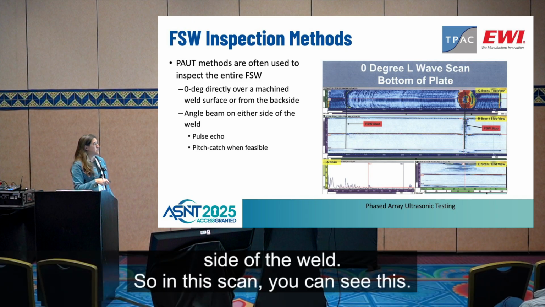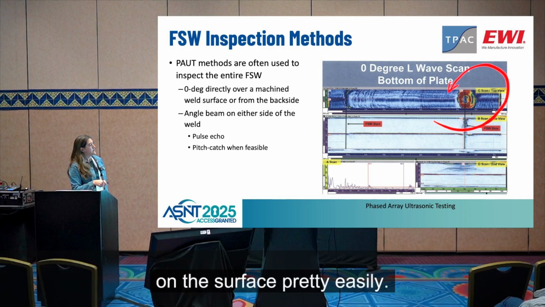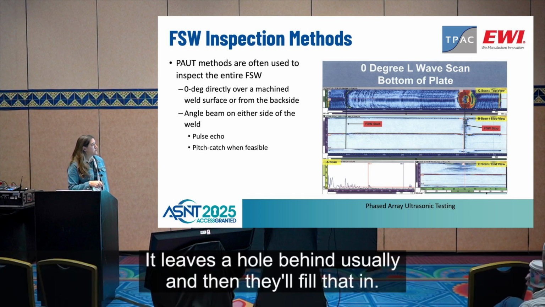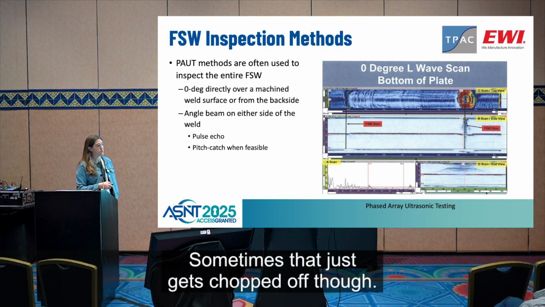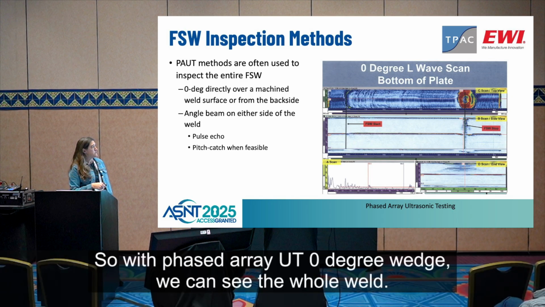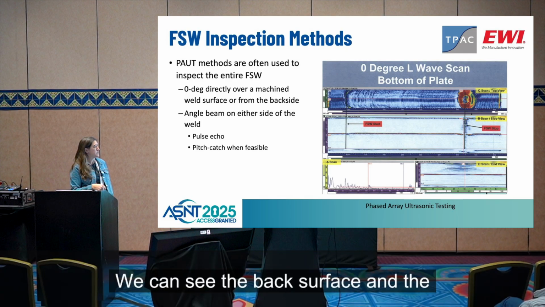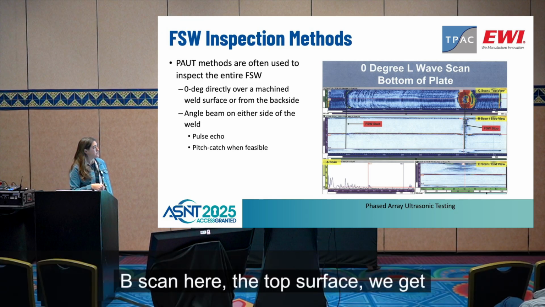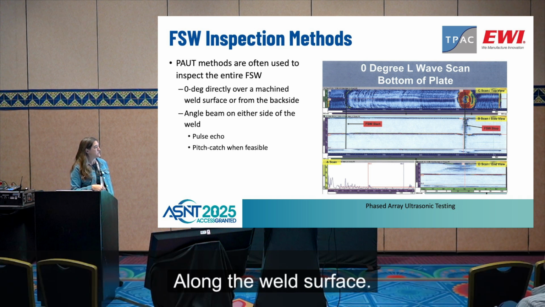So in this scan, you can see the stir scallops here on the surface pretty easily. This is where the pin is retracted from the weld. It leaves a hole behind usually, and then they'll fill that in. So that's another area of concern. Sometimes that just gets chopped off though. So with phased array UT, 0 degree wedge, we can see the whole weld. We can see the back surface in the B scan here, the top surface. We get a pretty good idea of what's in between along the weld surface.